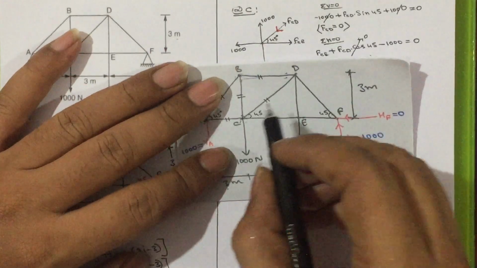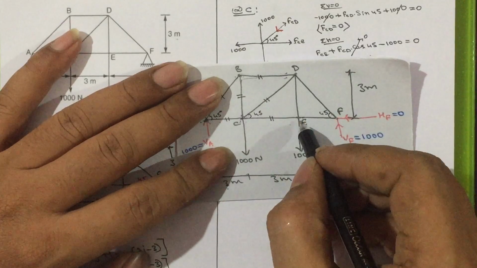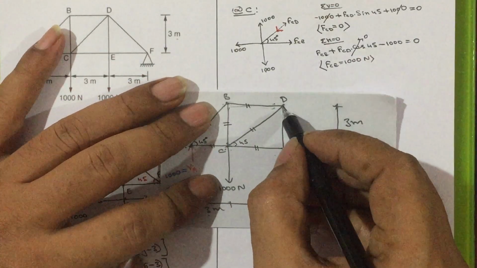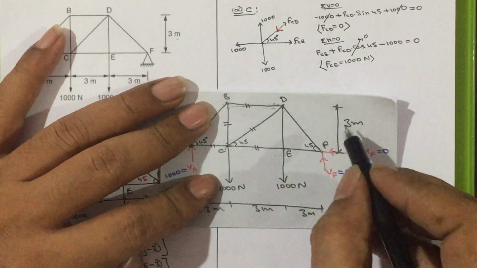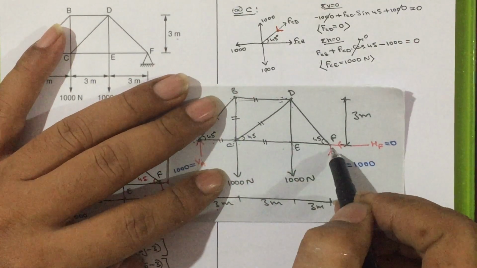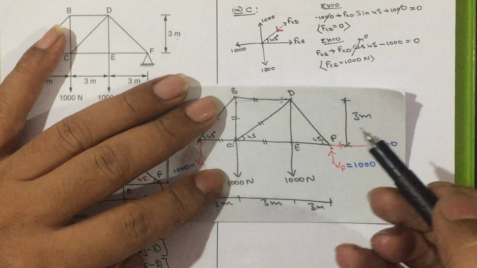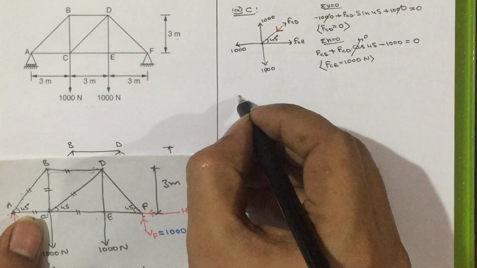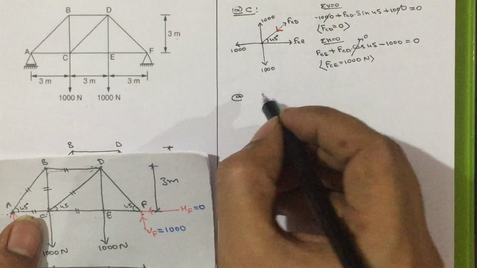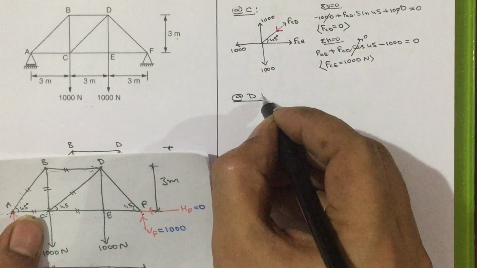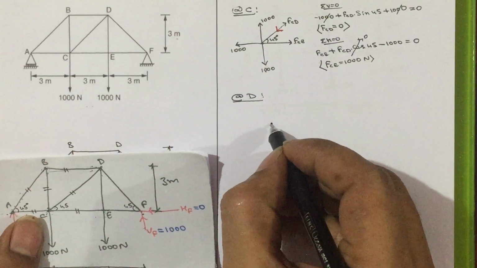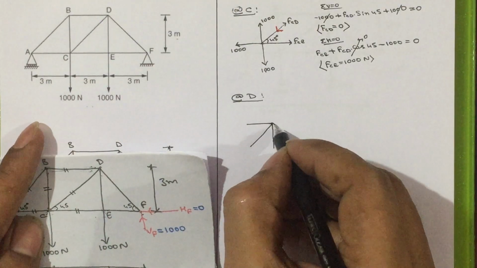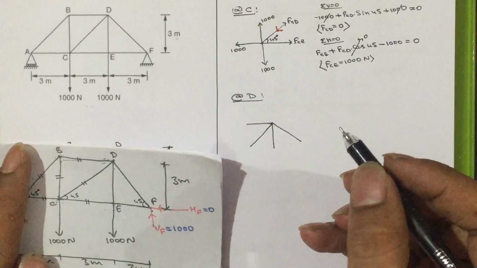Then you can move on to the D joint or E joint. I will move on to the D joint. At the D joint, DB and DC are already known, only the DE and DF are the unknowns, two unknowns. We have the two conditions, we can solve the problem. So, I will write the free body diagram at D joint. So first write the point, then connected lines, then direction.